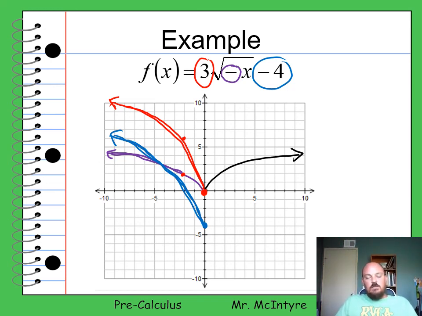And I use the same colors I did in the last example. The light blue one is your final answer. It is a square root graph that's been reflected horizontally. It's been stretched times 3, and it's been shifted down 4.